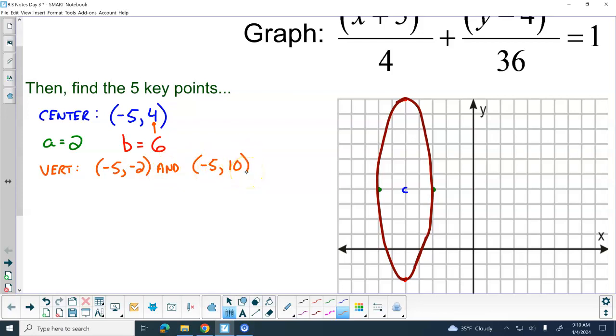Okay, love it. Then I got to find my foci. So my c squared is going to equal the absolute value of a squared minus b squared. So that's going to be 4 minus 36, which is negative 32. Absolute value is 32. So c squared is 32. So what is c then?